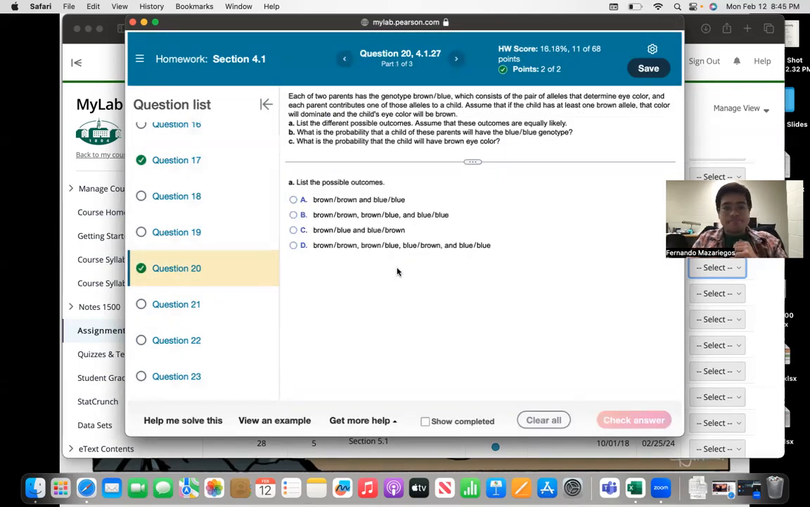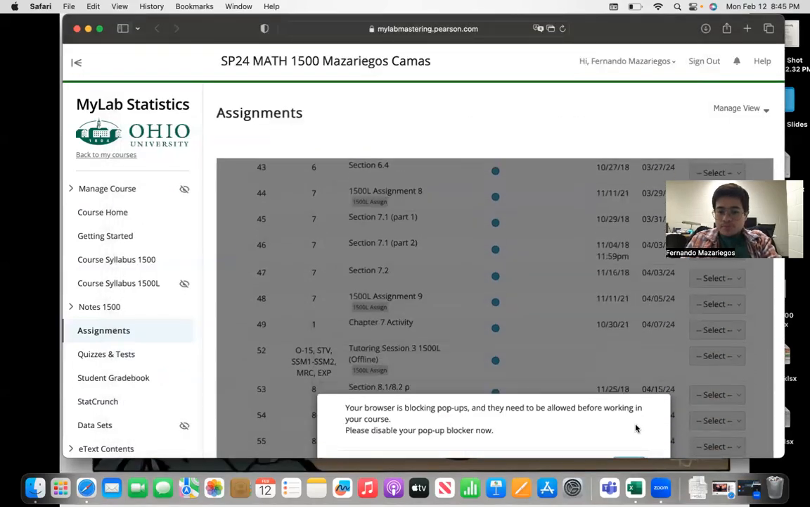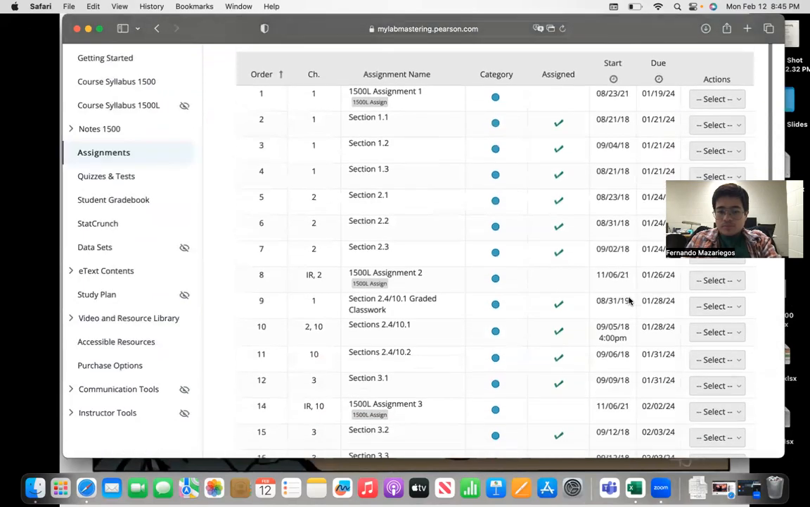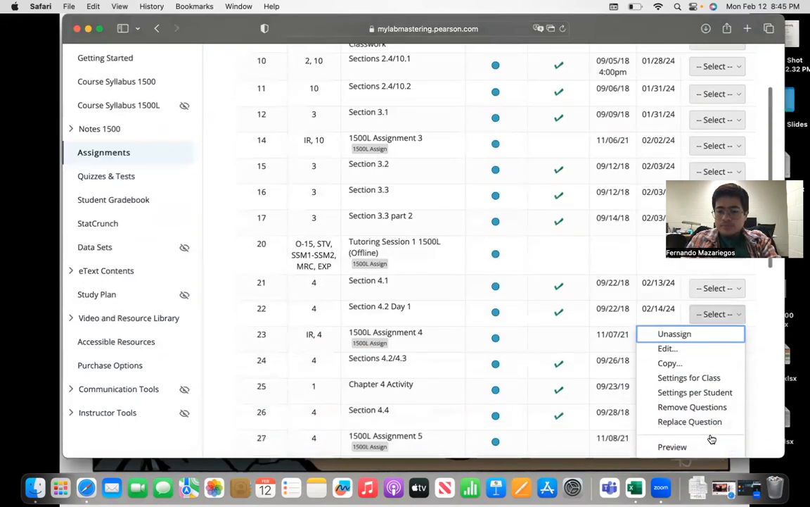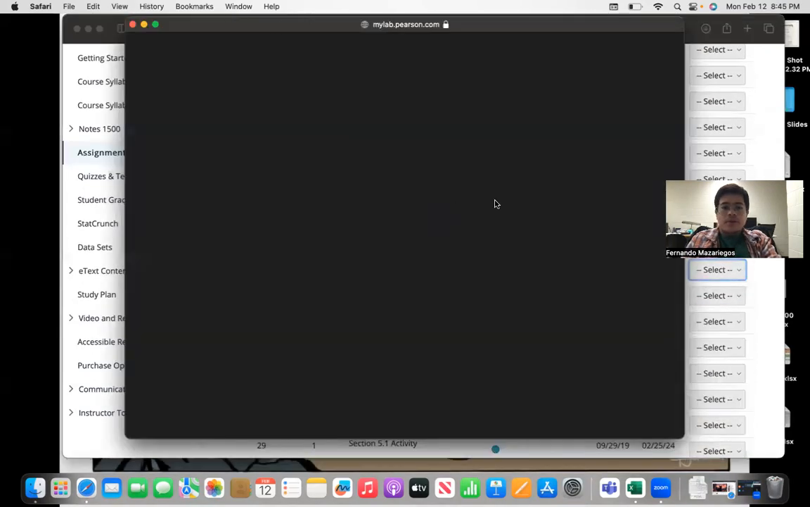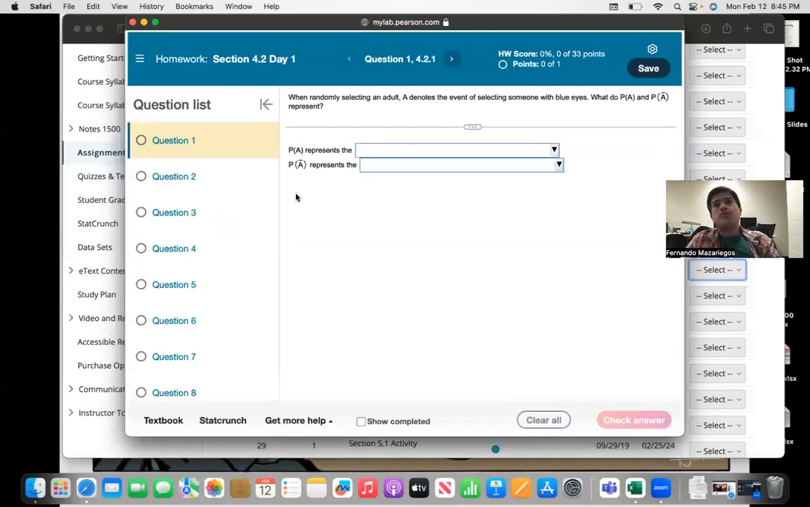Yeah, I hope this is clear. Let's move on to some examples from section 4.2. 4.2 review. So in 4.2, we have two rules that are important. Those are the addition rule and the multiplication rule.